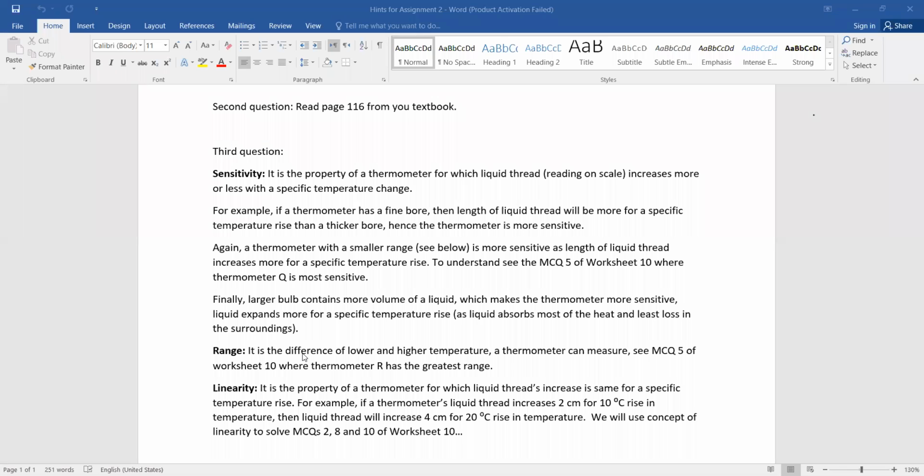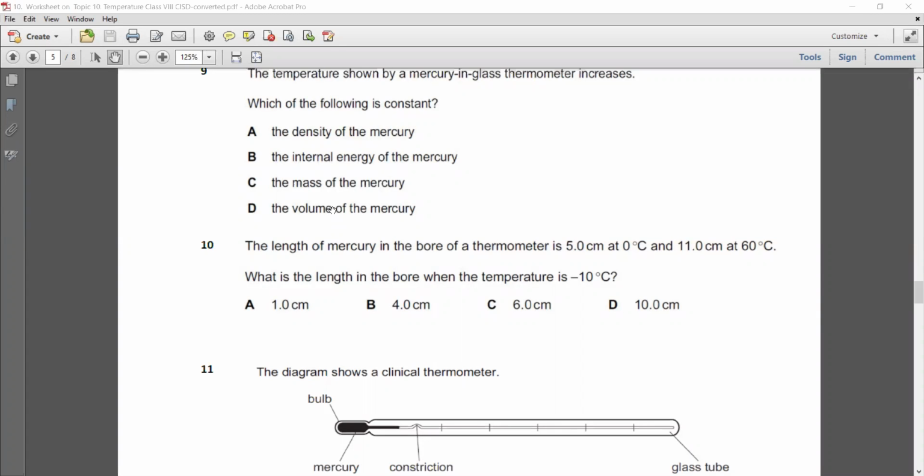Now you can see the screen. If you don't see it, tell me. It was stuck because we again changed from Word to PDF. Then you should tell me that you are facing a problem. Look, now it is there.